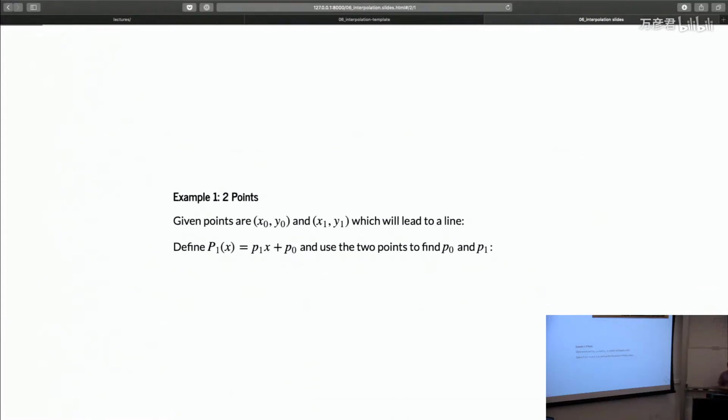But let's kind of ground ourselves a little bit and go through some simple examples. So we have 2 points. We have x0, y0, and x1, y1. That would lead to a polynomial interpolant, p1 x plus p0. And we want to find the 2 coefficients, p0 and p1. Right? This is an equation for a line. This isn't hopefully too surprising.